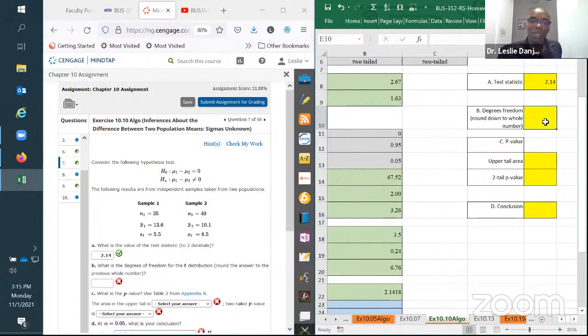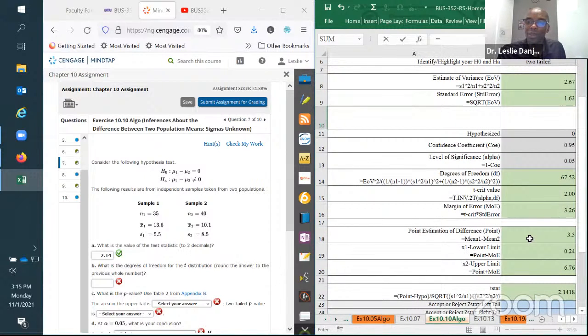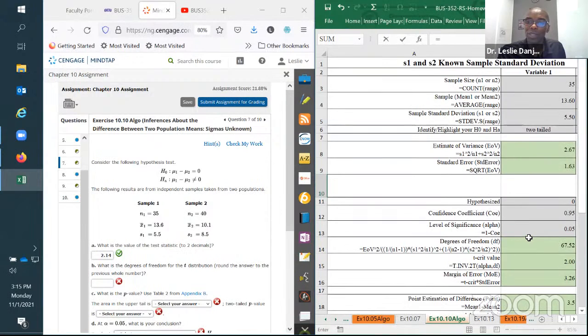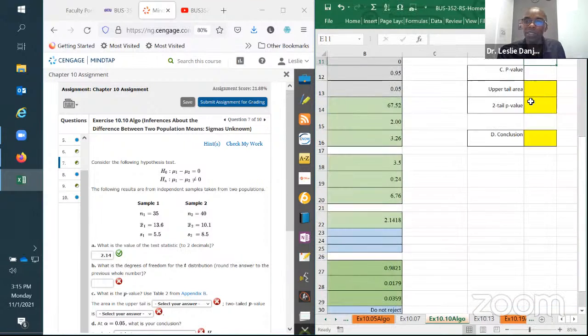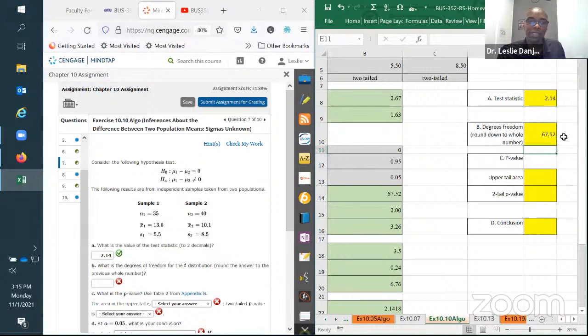All right. What is my degrees of freedom? You can put equals to. All right. Round down to whole number. Round down to whole number. All right. So let me see. Degrees of freedom. Is there anywhere on here that gives me my degrees of freedom? Okay, degrees of freedom right here. All right, press enter, and I will have my degrees of freedom.